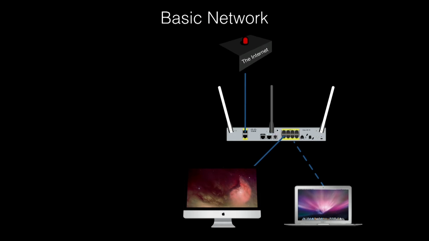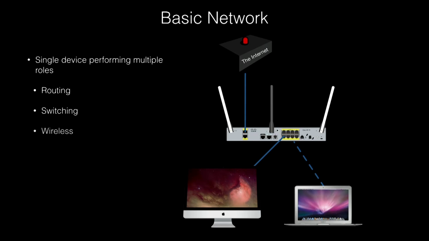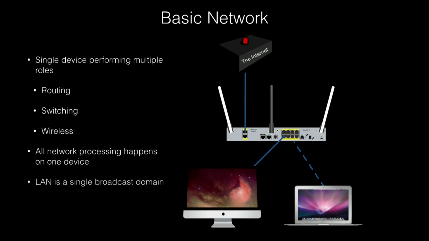This is your traditional home small office network. Linksys or a Cisco. I had the Cisco stencils handy, so you're welcome. This is a single device performing everything. You have routing, switching, and wireless all happening on one device. We're asking one device to do all these things. All that processing is happening on one processor, or two, depending on the device. Most home devices are going to have one processor.